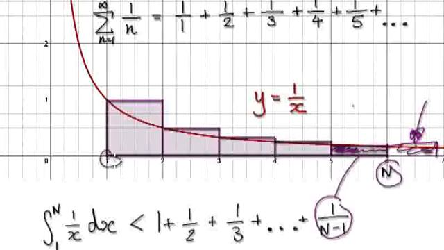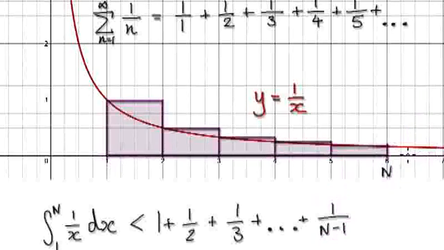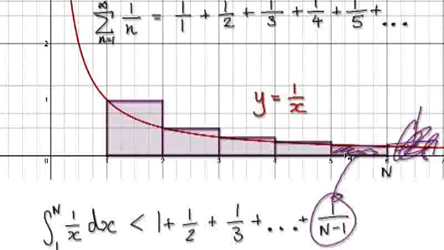We only care about from here up to n. So the very last term will be 1 over n minus 1. It won't be this n here. It won't be this one here. So the very last term will be this one here, 1 over n minus 1.